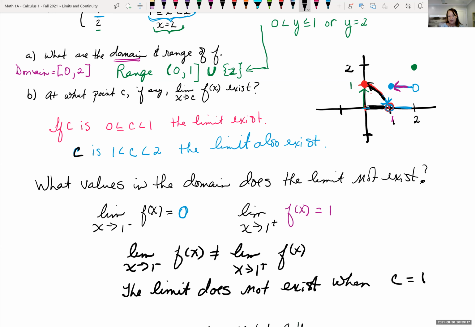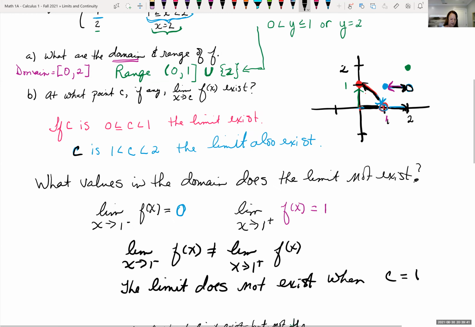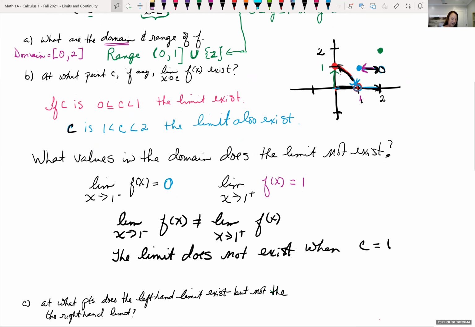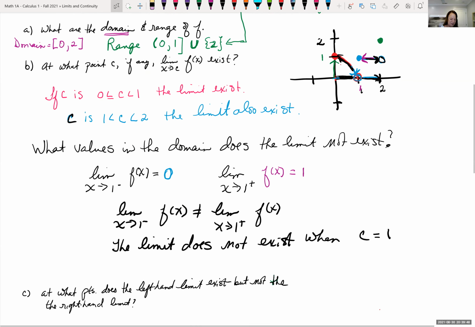If I look at coming in on the left-hand side of 2, notice my limit still exists, even though that's not the point. But as I'm approaching 2 on the left, notice my y value is 1, even though I have a point up here at 2, 2. So that limit is okay as I'm approaching 2 on the left. And that's the last piece of this was the questions.